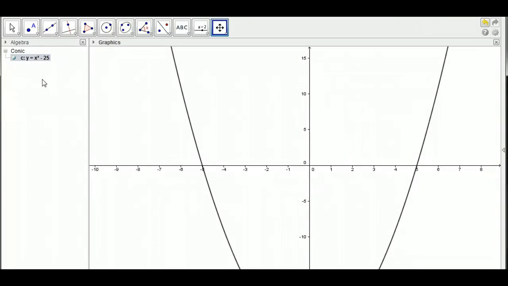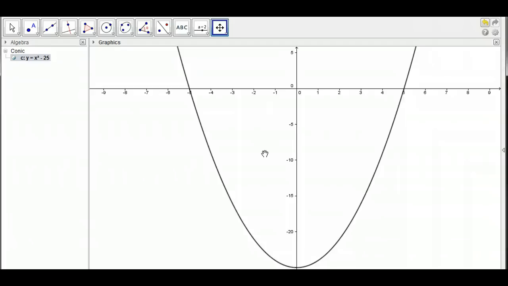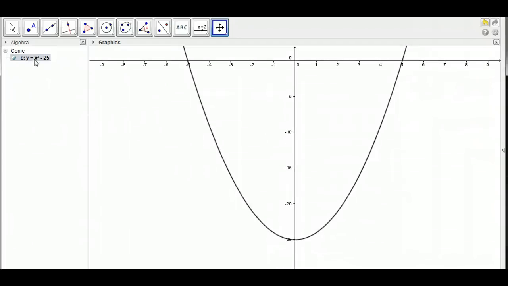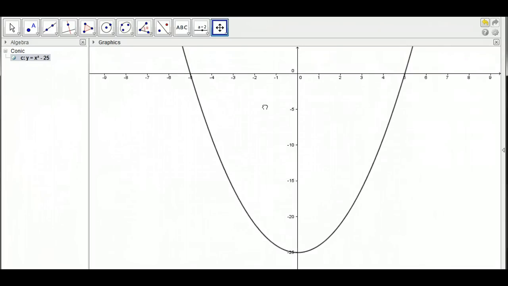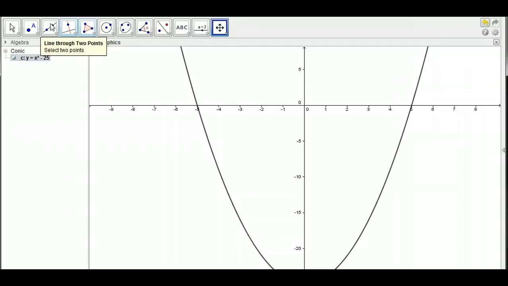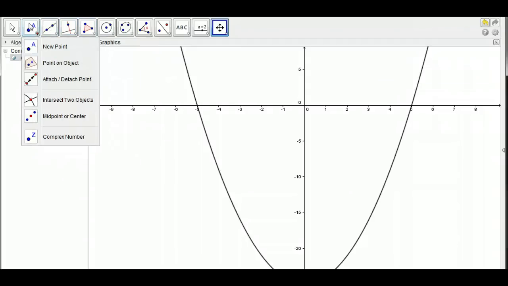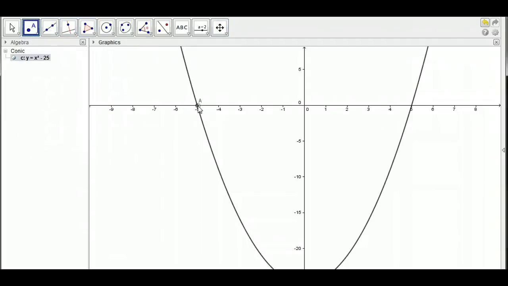So to graph y equals x squared minus 25, we have the graph of a parabola. You can tell it's a parabola because it's got a minimum point, because x squared is positive. It's got a minimum point, and from that minimum point it goes up in both directions. And now we have two very special points here. They are here at negative 5, 0, and here at 5, 0.